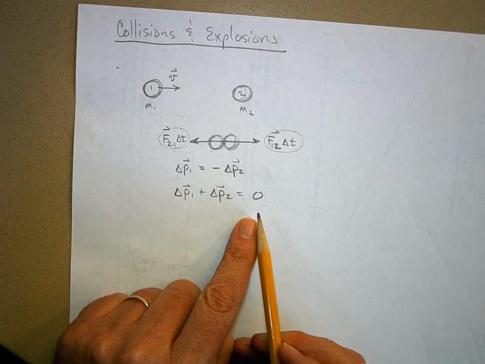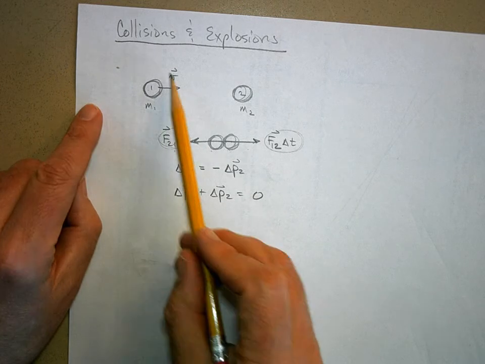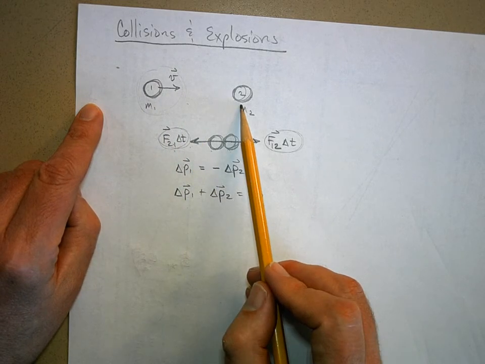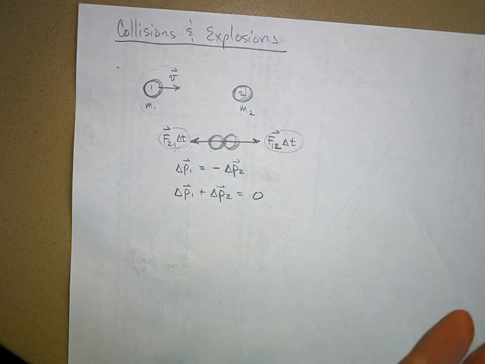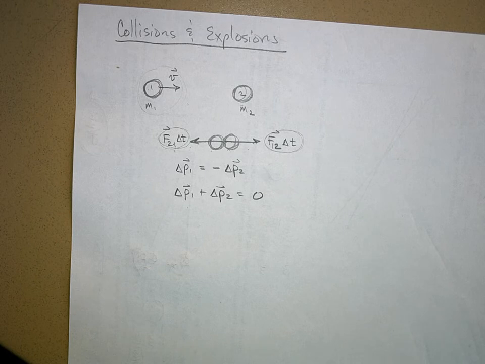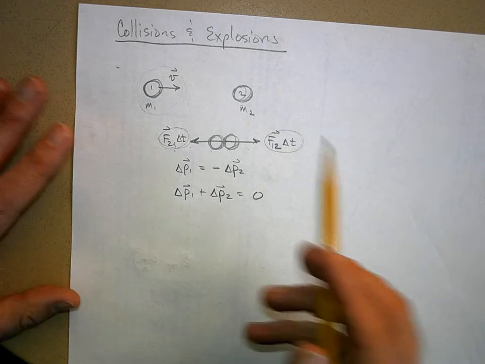So really what happened is this. This has a certain quantity of momentum. When it collided with object 2, it gave object 2 some of its momentum. But no momentum was created or destroyed in this collision. So it was conserved.